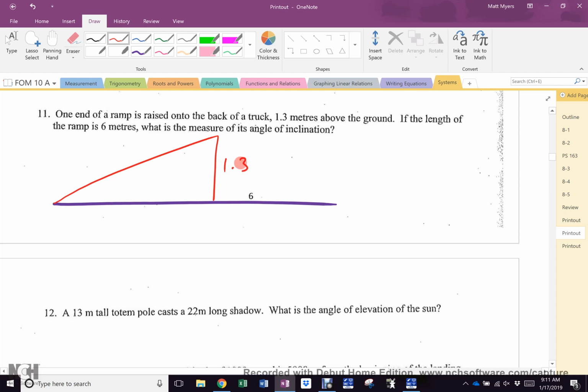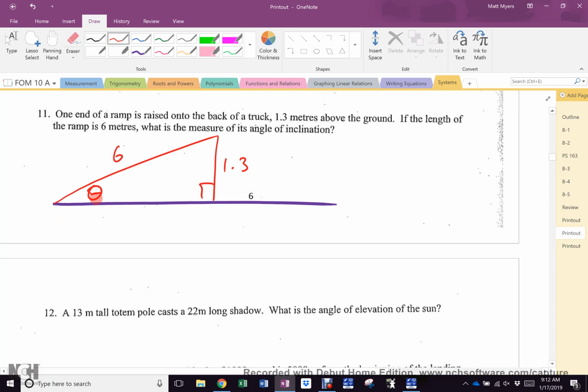On that. The length of the ramp is 6 meters. Red or purple for 6? Red. The length of the ramp is 6 meters. Happens to the best of us. Angle of inclination. Is the angle of inclination ever the 90? No. Angle of inclination goes where? Up or down? Inclination. Up. So it must be that one.